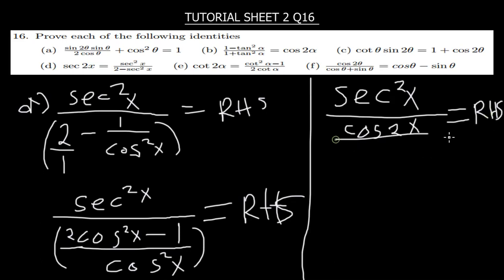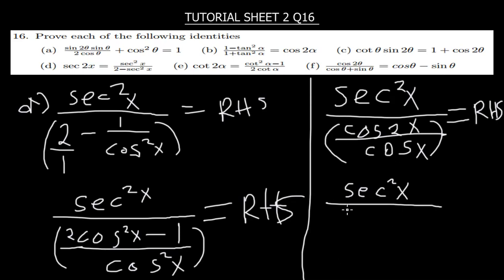Apart from that, here the denominator is divided by cos x, so in other ways we can write this as sec squared x on top there, and then everything over. This can also be written as 1 over cos squared x, then multiplied by cos 2x, which gives you the right hand side.